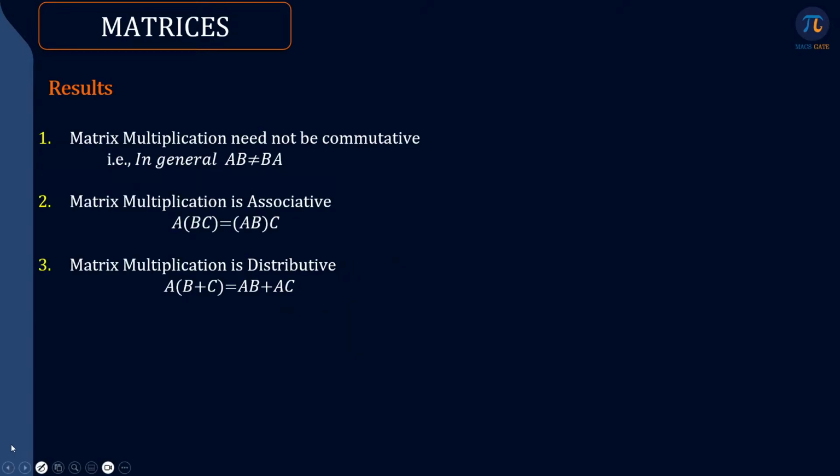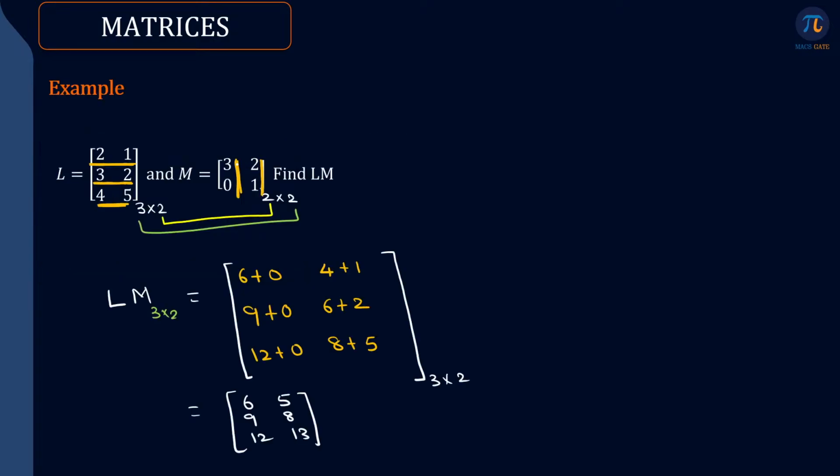Now, there are some very important properties. Sometimes in objective 1 mark questions, they can ask you. It is good to remember and note these properties. See, actually here you can multiply this L with M, but can you do M into L? Here it is 2 by 2 and it is 3 by 2. These two are not the same. This is not possible. Okay. So, sometimes it may not be possible at all.